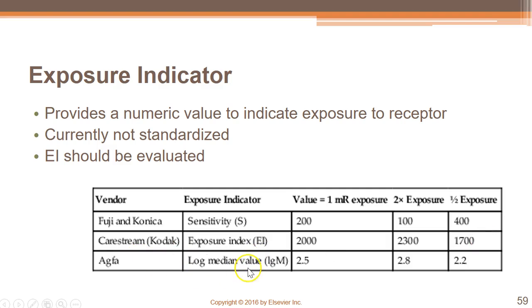And then AGFA uses something called a log median value, and the value for 1 milliroentgen is 2.5. And if you're double the exposure, it's 2.8, and if it's half, it's 2.2. So this is also an exposure difference of 0.3. So interestingly, both of these use 3, but in different ways. And you don't have to memorize that. I just threw it out there to show you they're not standardized and they should always be evaluated.